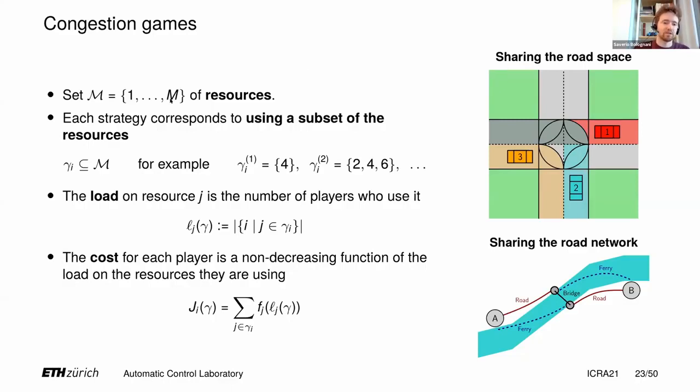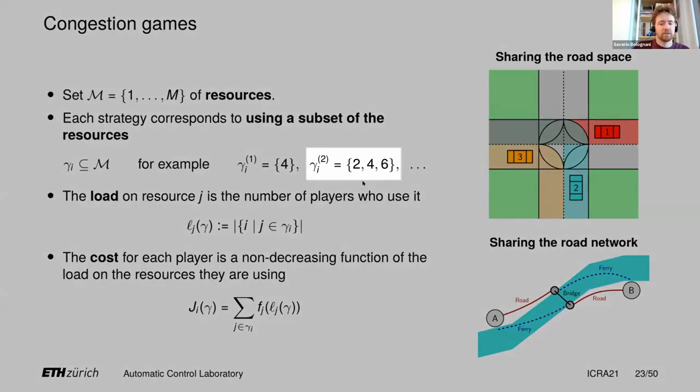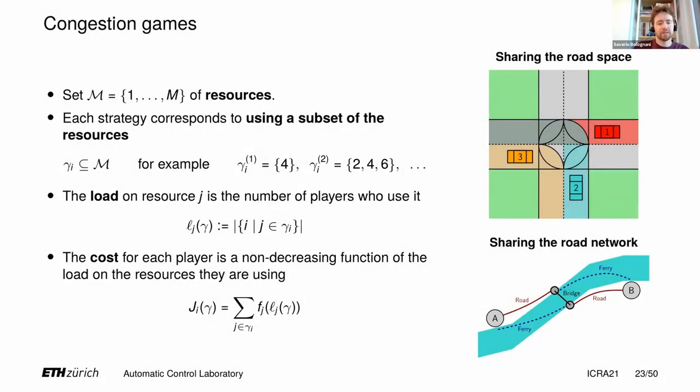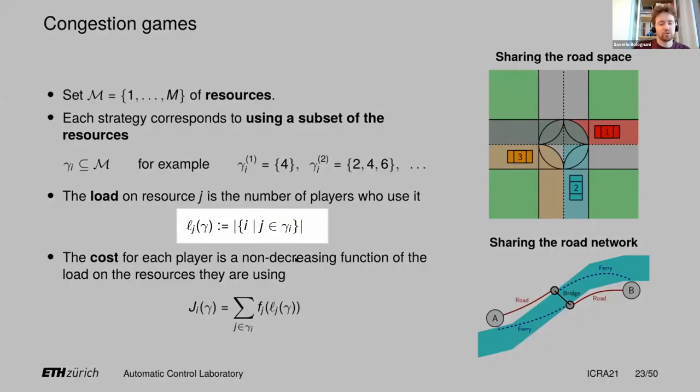You need to have a set of resources, calligraphic M, right? These are possible resources that you need to share across the different users. And the strategy for a player is to use a subset of the resources. So for example, a player could use resource number 4, or they could use resources number 2, 4, and 6. Of course, once players make their decision, each resource will have some load. The load is just the number of players that are going to use that resource.